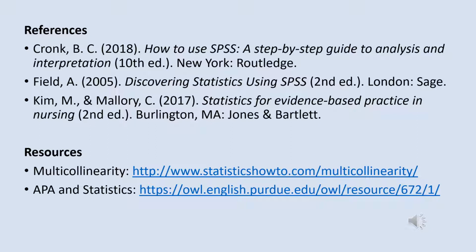Here's a list of some references. The Andy Field book, there's a newer edition than this, is an excellent book that is very similar to the Cronk book, but goes into a lot more detail on running various statistical analyses. And then the resources below are on the multicollinearity, and then as you may have already figured out, there's actually a way in APA to report statistics. And so the Purdue OWL has some of that, but you also will find much more information in the APA book on how to actually report your statistics in a consistent manner.